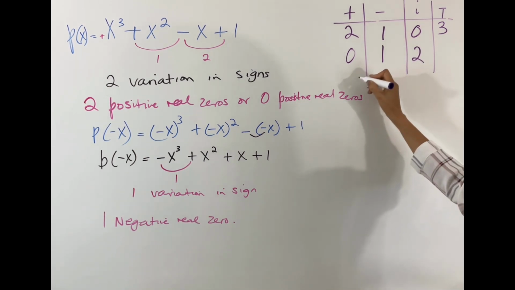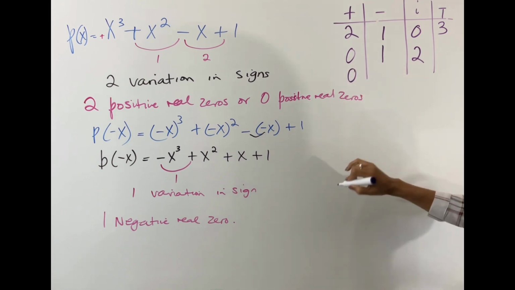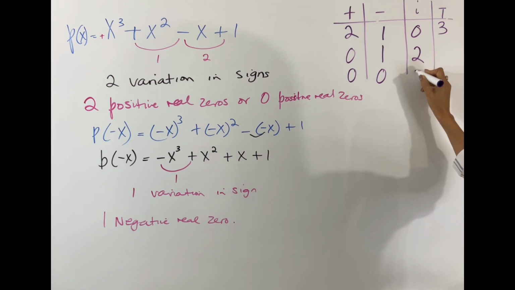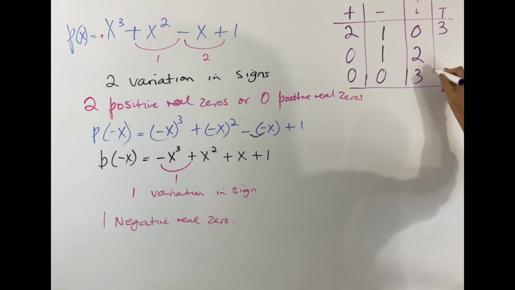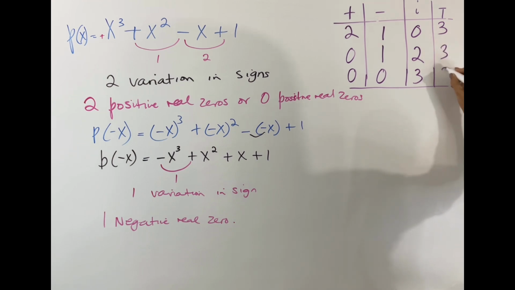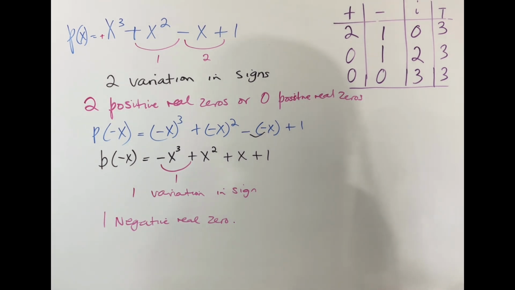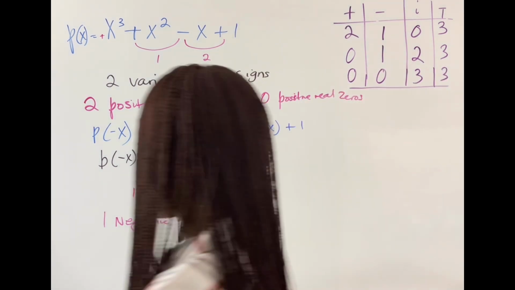Or the other possibility is that if we have 0 negative and 0 positive, we will end up with simply 3 complex numbers. So we have to do our table, and that will guide us to know the possibilities of our zeros that we will end up using our variations in signs. So let's do another example.